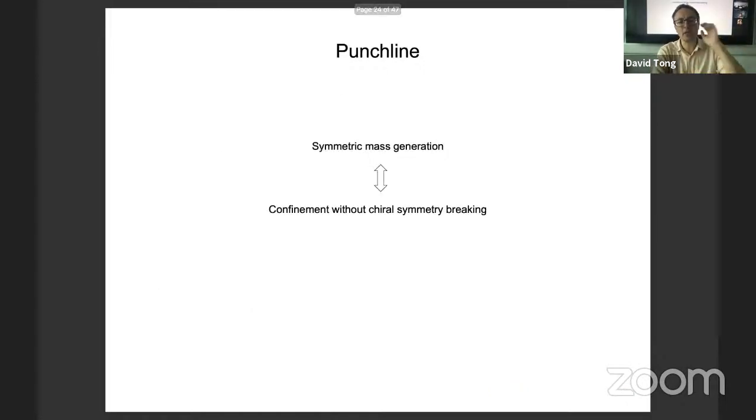So the takeaway message from this part of the talk is that there's a close connection between two different phenomena. The phenomenon of symmetric mass generation, where you give chiral fermions a mass without breaking the chiral symmetry, and the phenomenon of confinement without chiral symmetry breaking, which is a rare but not unheard of phenomenon in certain non-abelian gauge theories in 4 dimensions.